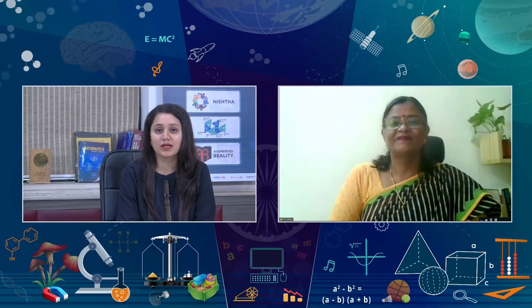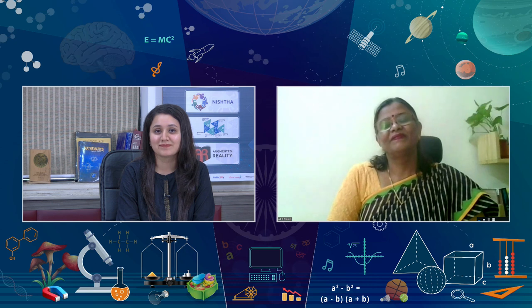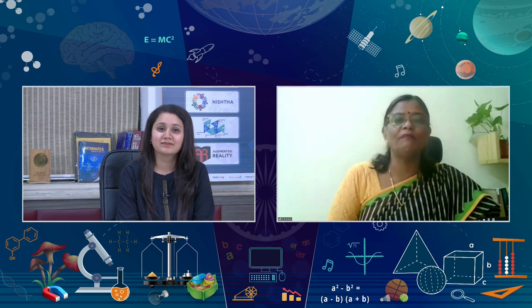So ma'am, let's quickly begin this session of class 9th for all the students, and let's get to know what we are going to study under part 1, quadrilaterals. Definitely. Actually, we will be continuing the geometry part of 9th class. The first part was Euclid's geometry, then we had lines and angles, then we had a particular type of figure, that is triangle. We discussed certain properties of triangle.